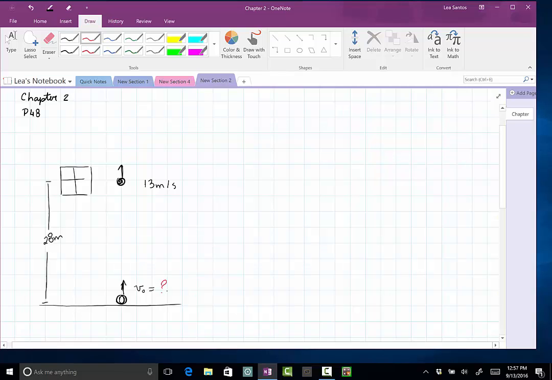To start solving this problem, let's choose a reference frame. The reference frame here is a vertical line. I'm going to choose up being positive. This is totally arbitrary, but that's my choice. Up is positive, and I'll choose this point here to be my origin, so the initial position of this ball is 0. If this is 0, this is plus 5, plus 10, all the way to plus 28.